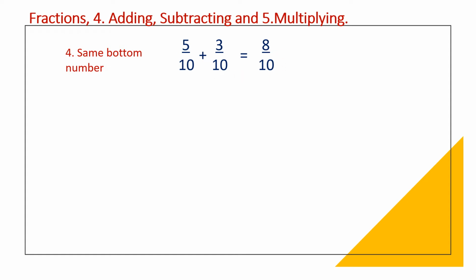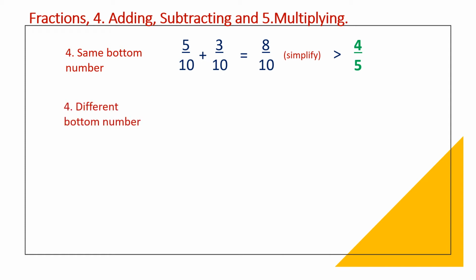And like the slide before, you must always simplify your final answer. Okay, so again, you find a common number, which in this case was 2. You divide both numbers by 2, and that gives you 4/5. So 5/10 plus 3/10 is 4/5. And that's how fractions work.